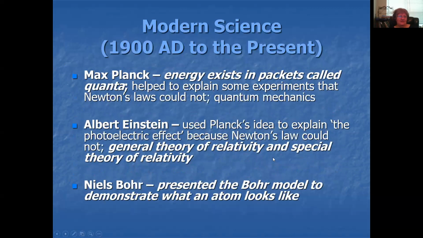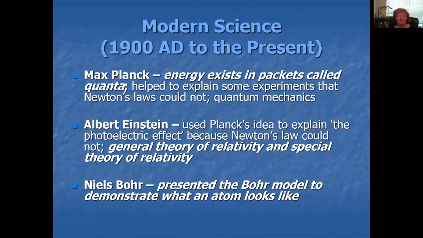All right, modern science. This is up to the present. Not to today particularly, but just early 1900s up to now, what we know. These three men right here, Max Planck, Albert Einstein, and Niels Bohr, worked together on atomic theory. Then we had Democritus and Leucippus way back in ancient times. Then we had Dalton, right, came up with the modern theory of the atom. These guys took it to the next level.